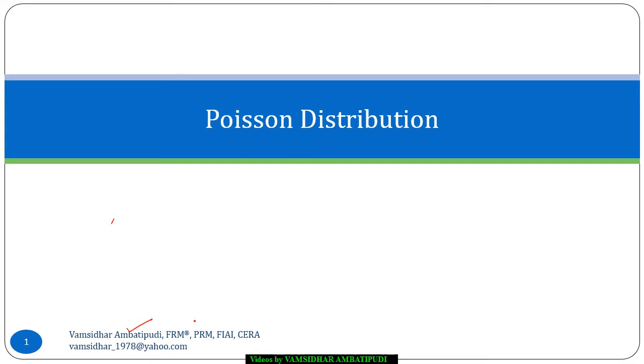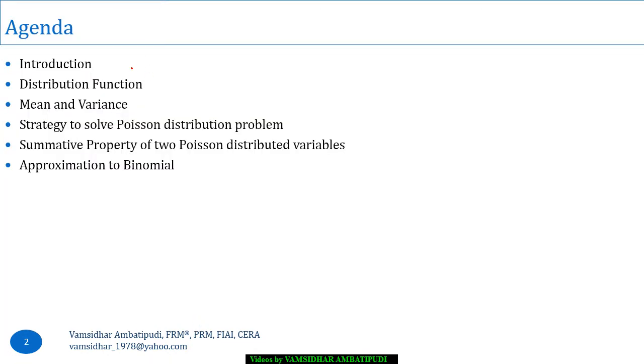As a part of the session, I'm going to talk about the basic introduction to the Poisson distribution. What is the distribution function? In the introduction, I would also talk about what the typical applications are, where you use the Poisson distribution, then how to compute the mean and the variance of a Poisson distributed variable. And suppose I have a Poisson distribution problem, what is the strategy to solve that?